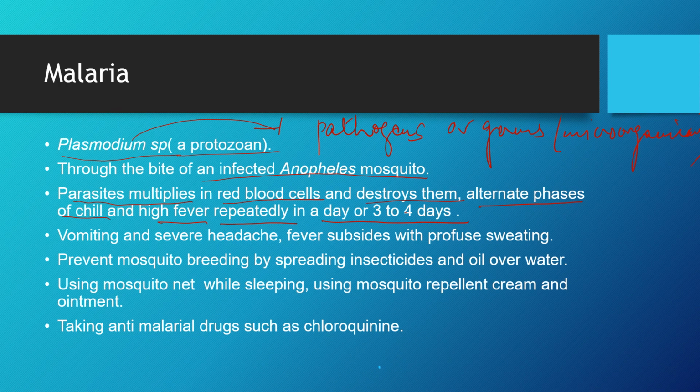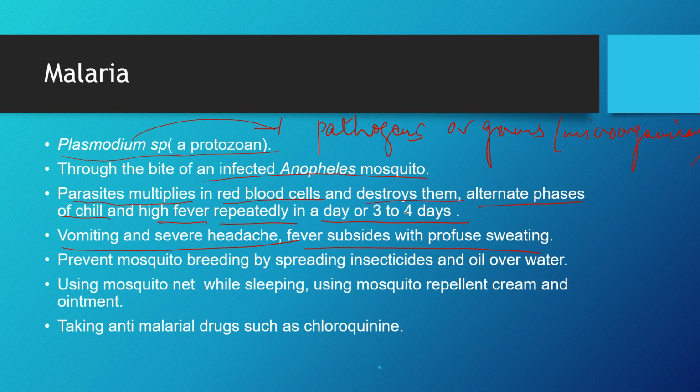Other symptoms are severe vomiting and headache. The fever subsides with profuse sweating. Whenever fever is there, when they are given a dose of paracetamol, it subsides with profuse sweating, and there is a severe chill in malaria patients. Now how can we prevent this disease? Prevention is that we should protect ourselves from getting mosquito bites.